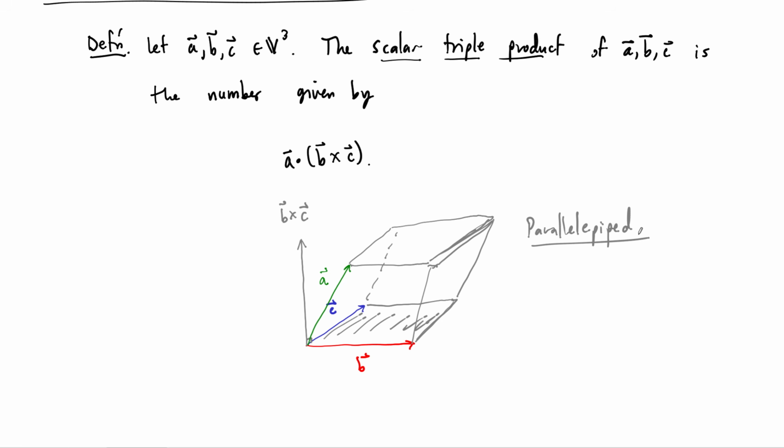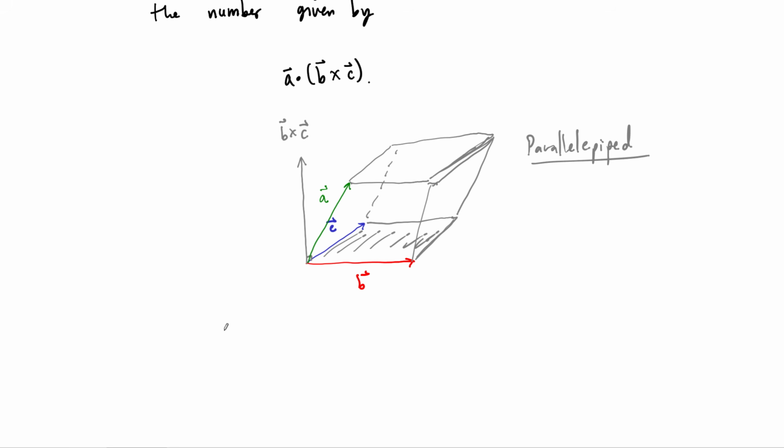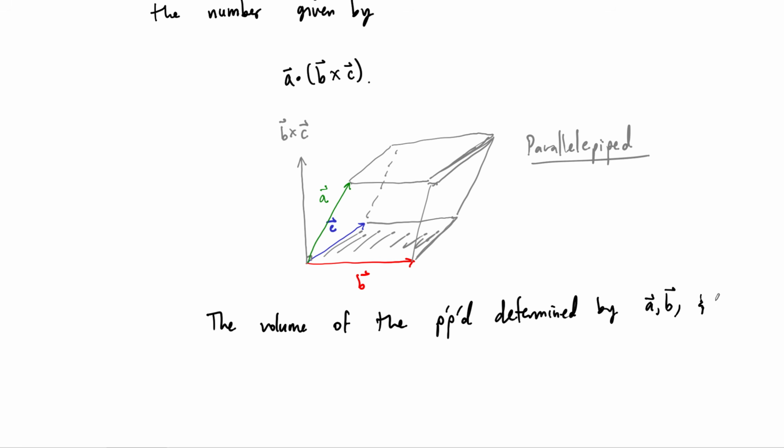All right, and this dot product of A with B cross C gives you the volume of this parallelepiped, it turns out. So the volume is a very, very important geometric fact here, right? So the volume of the parallelepiped, I'm going to really abbreviate it, PPD, parallelepiped. The volume of this parallelepiped determined by A, B, and C is given by the absolute value of this number.